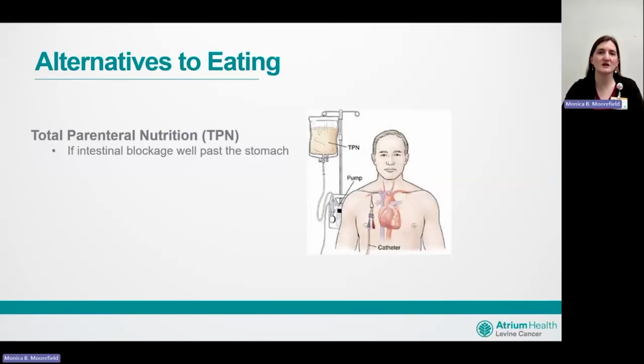If you cannot tolerate tube feeding, or you have an intestinal blockage that is well past your stomach, so you have no room to really feed, then TPN, or total parenteral nutrition, is another way to get nutrition. It's broken down nutrients that are given through your veins instead of through your gastrointestinal system.